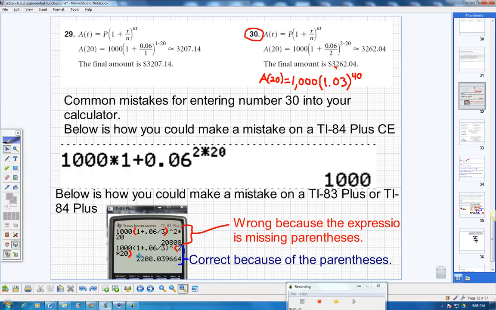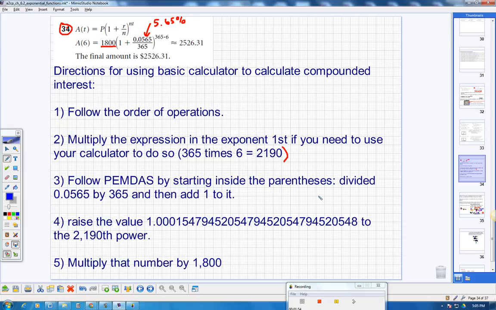And really what I want you to do, I just want you to multiply 2 times 20. Go ahead and multiply that 2 times 20 to get 40. And that should solve any mental mistake that you're going to make. Now I'll let you stop and read this.